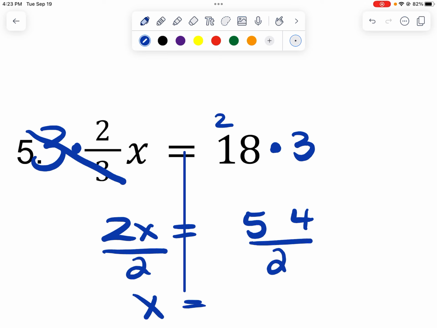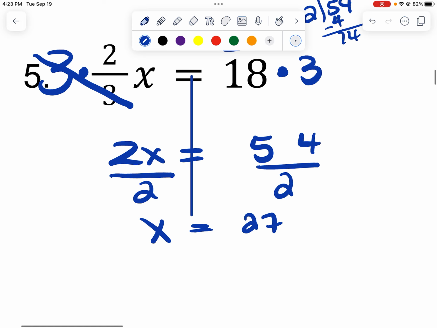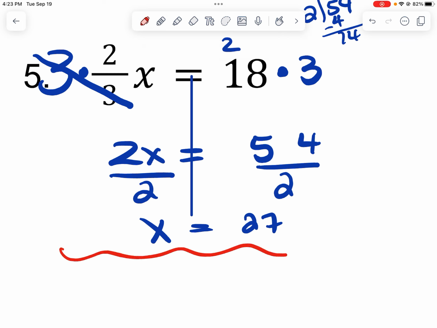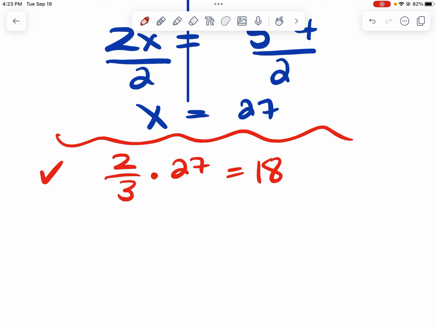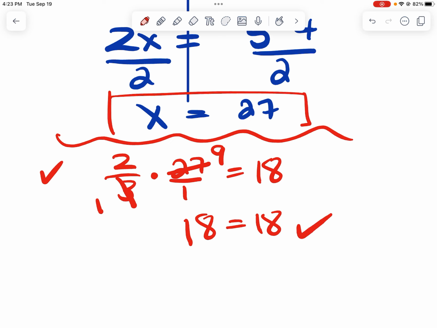X equals, hopefully you guys are all using calculators, 27. Then I'm going to plug that back in. 2 over 3 times 27 equals 18. Remember, that's over 1. Cross canceling. 3 goes into 27 9 times. So 18 equals 18. I did the correct work. So that is my answer. No, I don't know why it does that all the time. Okay.